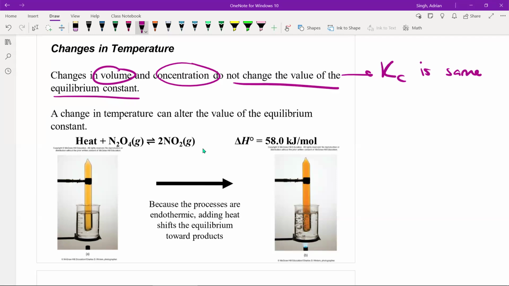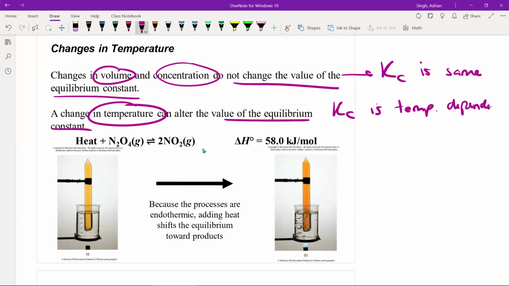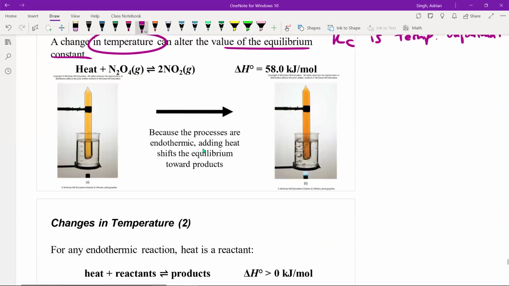When we start changing the temperature, we're now going to affect the value of the equilibrium constant. So Kc is actually temperature dependent. In all of the examples we've looked at so far, when we've calculated a Kc value, we've always specified at what temperature it was calculated. What we're going to take a look at now is how changing the temperature can influence the direction of an equilibrium.